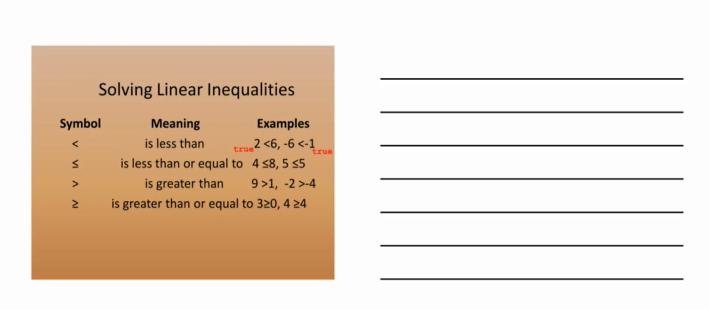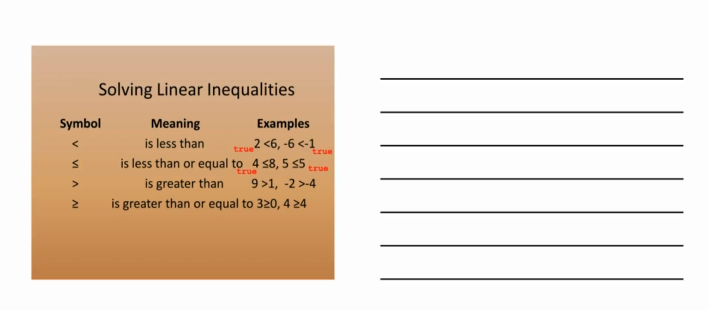Okay, up next, our symbol is less than or equal to. Is 4 less than or equal to 8? Well, in this case, 4 is less than 8. So that would be a true statement. Our next example, 5 is less than or equal to 5. Is 5 less than or equal to 5? Well, 5 is not less than 5, right? Well, 5 is equal to 5 in this case. So because it has an equal sign, in this case, it's a true statement also.